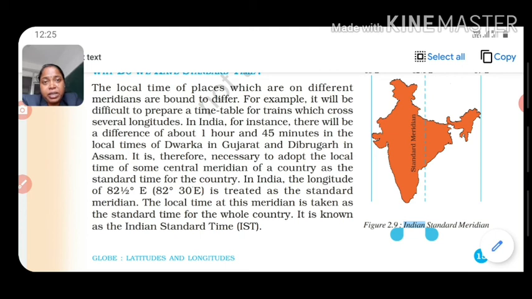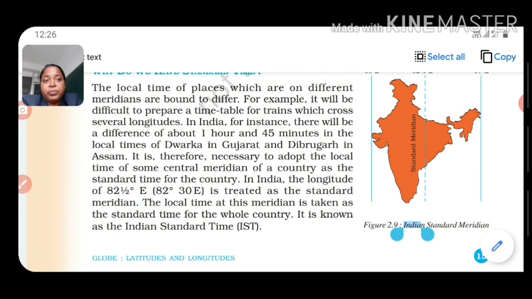To calculate it, we have to look at the standard meridian of India. What is that? We have discussed earlier in previous parts that 82 degree and a half degree is the standard meridian of India. Okay, so 82 degree 30 east falls near the Mirzapur area, from where we calculate the Indian standard time.